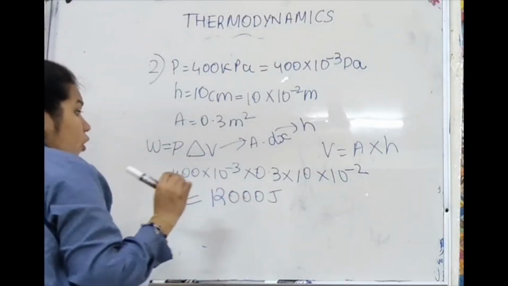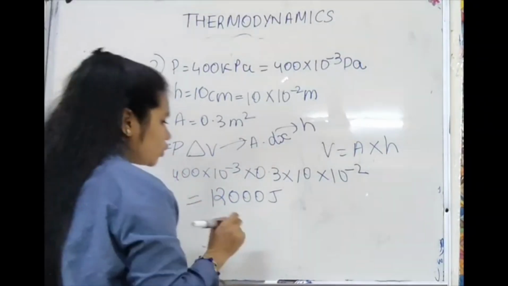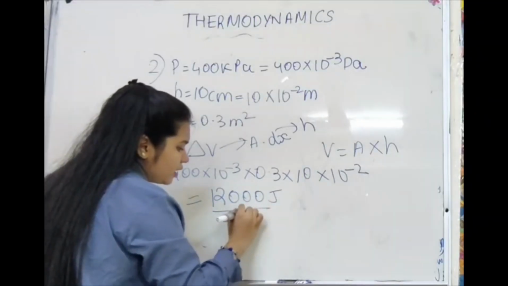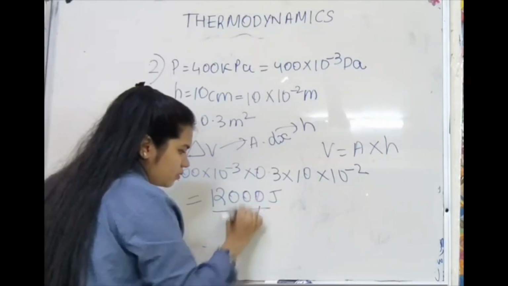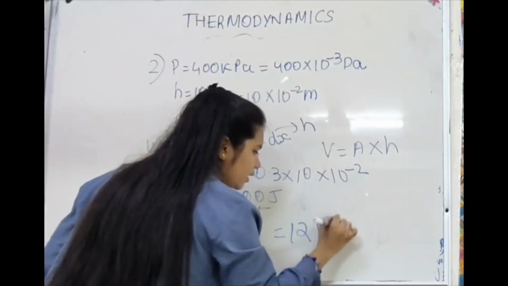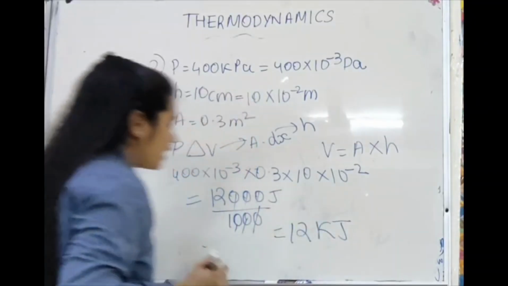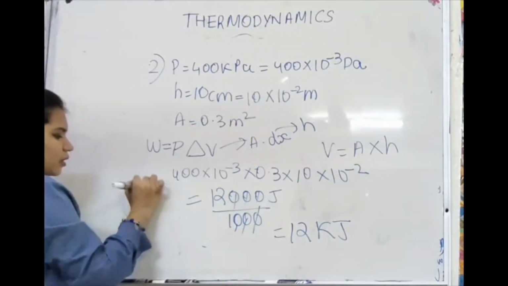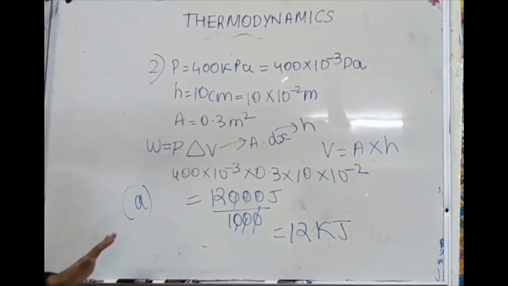Okay, now the options are given in kilojoule. So how do you convert into kilojoule? Divided by 1000. Answer will be 12 kilojoule. 12 kilojoule is the option A. So that's how you solve this question.